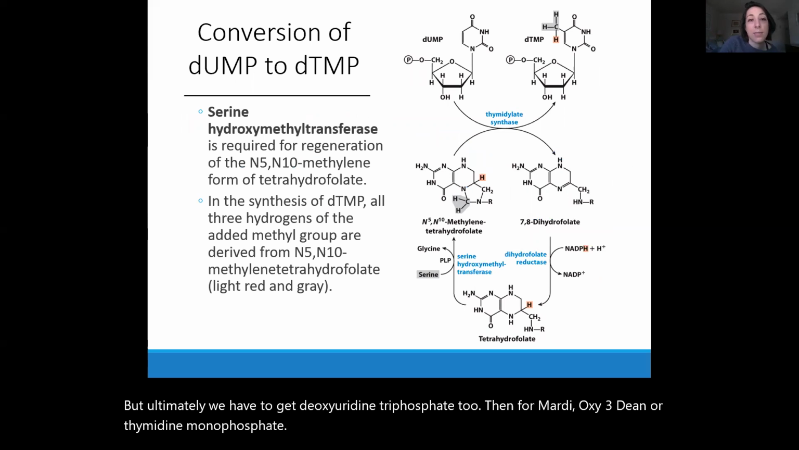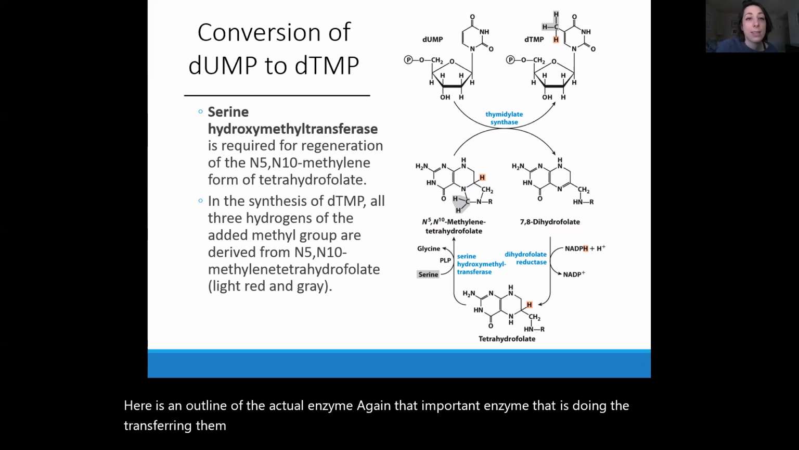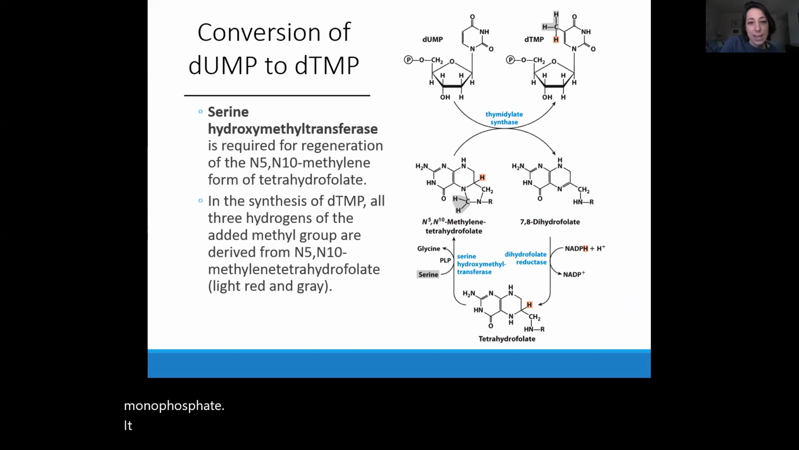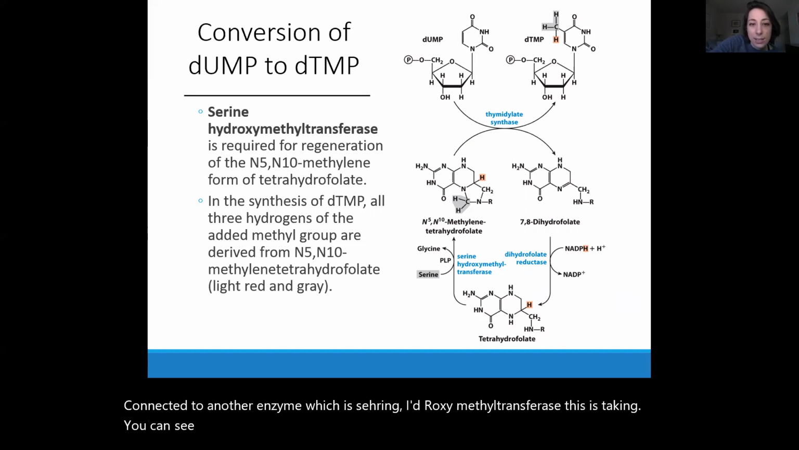Here is an outline of the actual enzyme, again, that important enzyme that is doing the transferring, the methylation of our deoxyuridine monophosphate to deoxythymidine monophosphate. It is connected to another enzyme, which is serine hydroxymethyltransferase. This is taking, you can see, serine from glycine and using tetrahydrofolate.